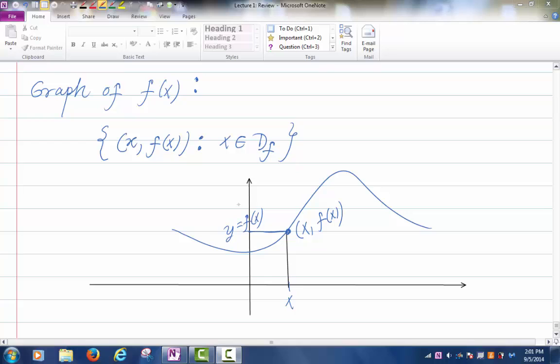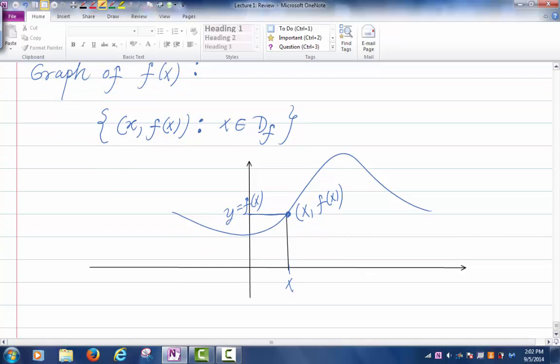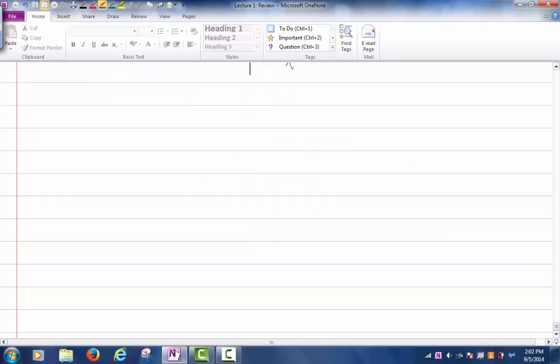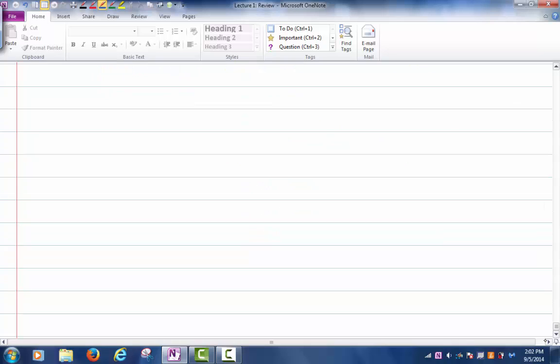And how do we visualize the graph? Well, what we do is plot each of these points on the plane. The plot of all these points will give you a curve in the plane, and that's the graph. Okay, so let me go over a couple of examples today.